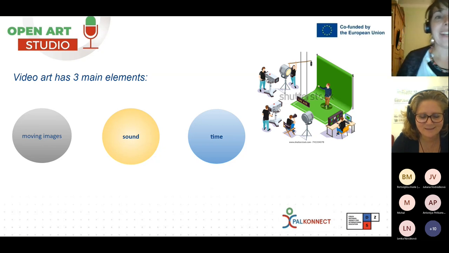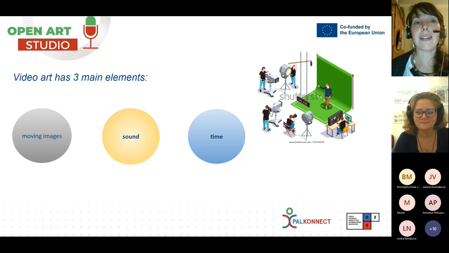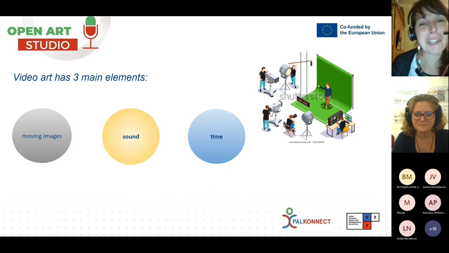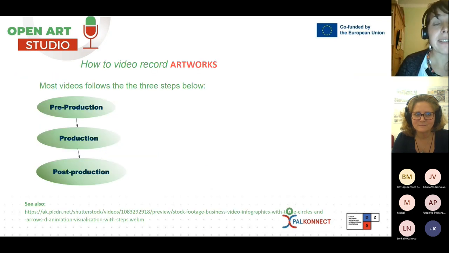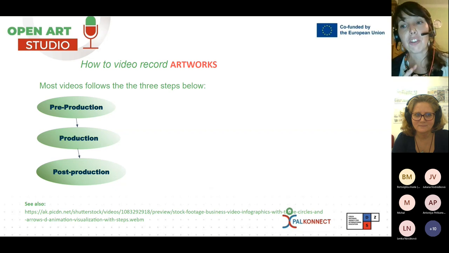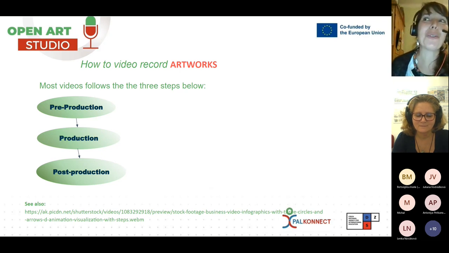Yes. Okay, super. Then again with the video art, what is it? It has three main elements: moving image, as I spoke, the sound, which you didn't hear but it was there, and the time. They are the three most important elements of video art. And now we are coming to the next step: how to video record artworks. It would be some professional picture, how to do it. And then we will do our video as well, which doesn't mean it won't be a professional one, but maybe we will not use two cameras and the perfect light, yeah?